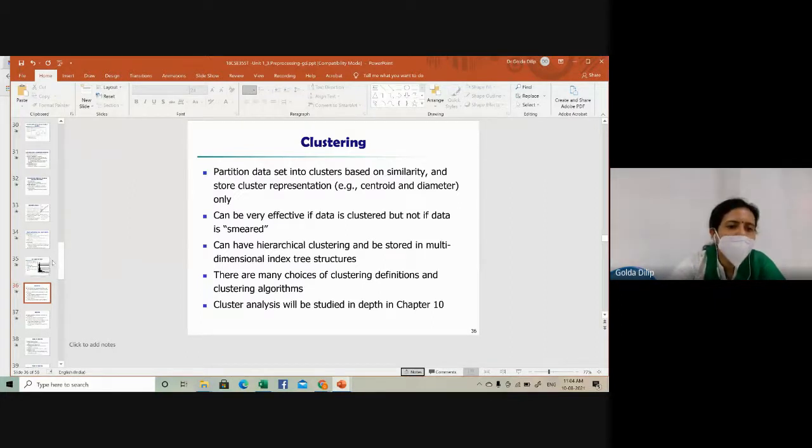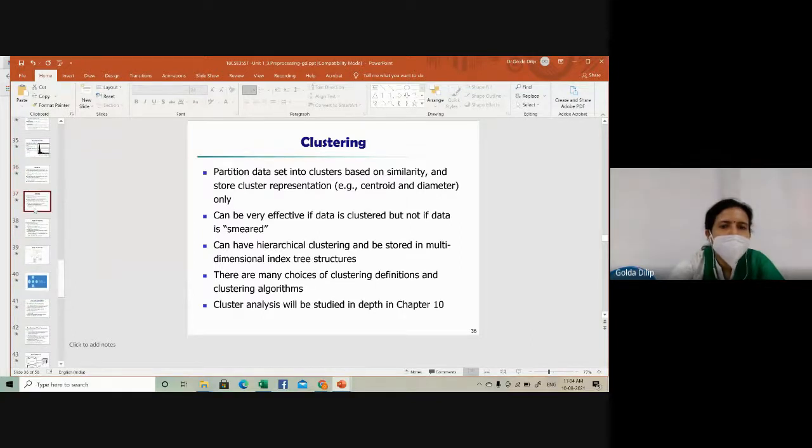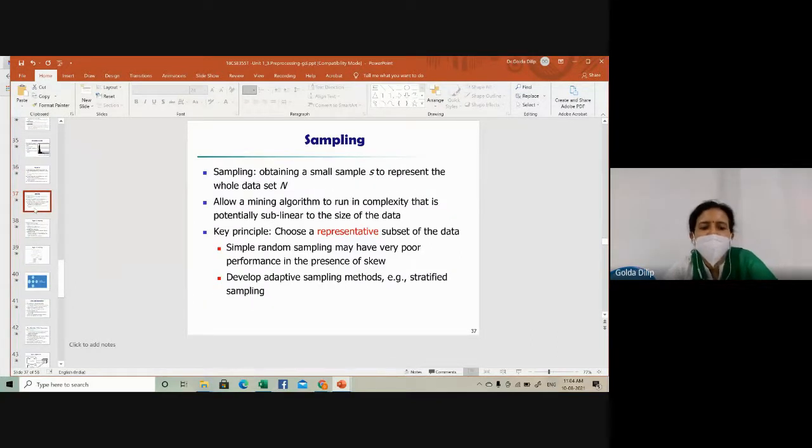Okay, so the next one is sampling. Have you heard about the sampling technique? Sampling means obtaining a small sample to represent the entire data set, choosing a representative subset of a population. You have different types of sampling techniques.